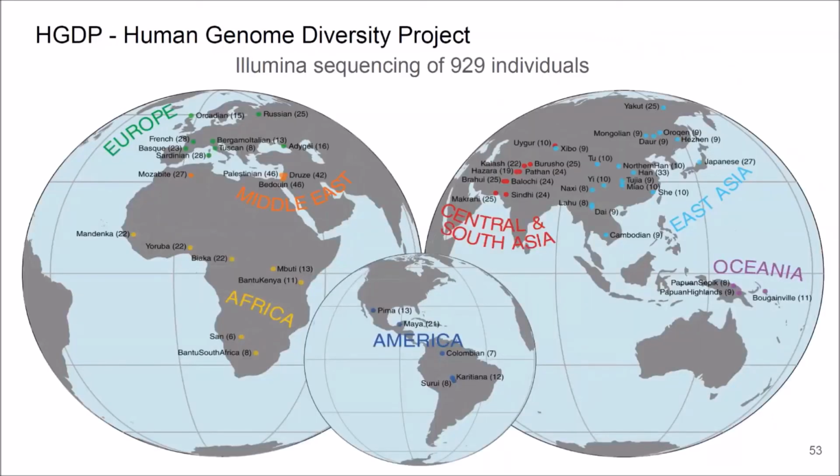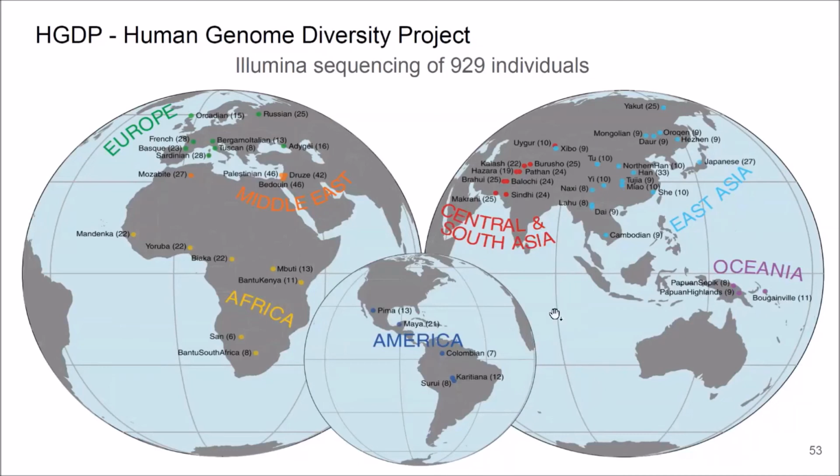And the data that we are analyzing stems from the Human Genome Diversity Project, the HGDP, and it's Illumina sequencing of over 900 individuals from all different continents. So the regions are differentiated as Europe, Middle East, Africa, Central and South Asia, East Asia, Oceania, and America. And for each of these continents, we have different population samples.